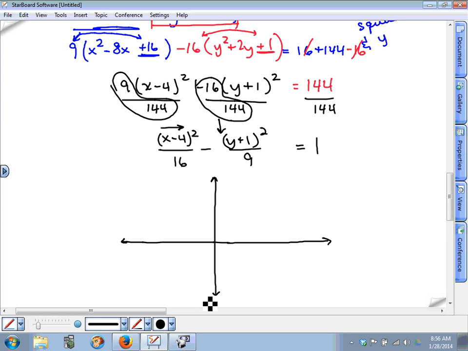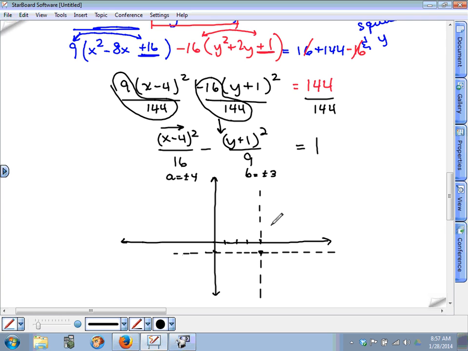I'm going to make the same suggestion here. Shift the origin. Okay? Go to the right 4 units, down 1 unit, place a point there, and then draw a new axis system. If a squared is 16, then a is plus or minus 4. This is b squared, so that means b is plus or minus 3. B squared is 9, so b equals plus or minus 3.